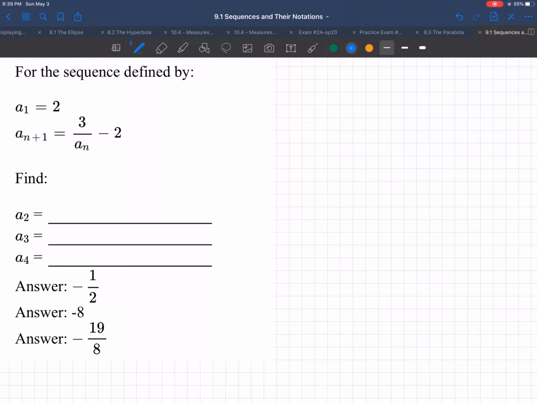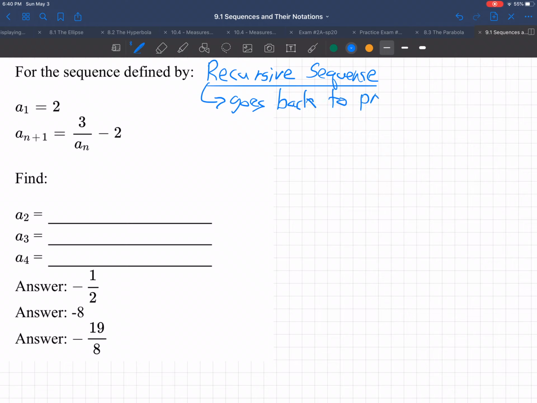Well, this is what's called a recursive sequence. Recursive means it recurs, like a recurring dream. Recurring, it goes back to a previous, right? So whenever something recurs, it goes back to a previous. So we call this recursive.